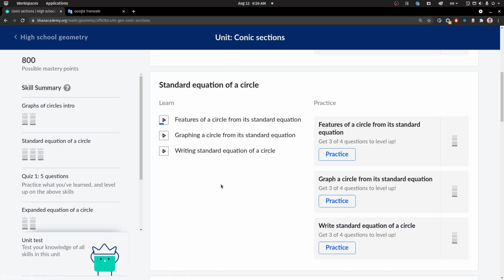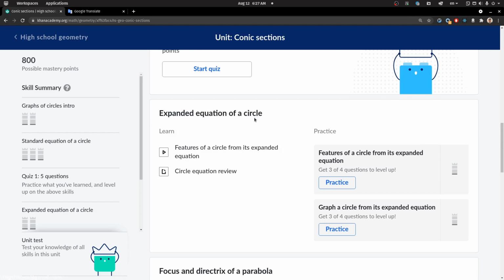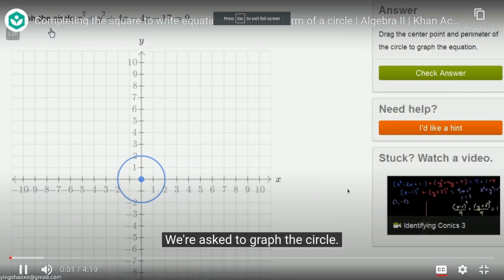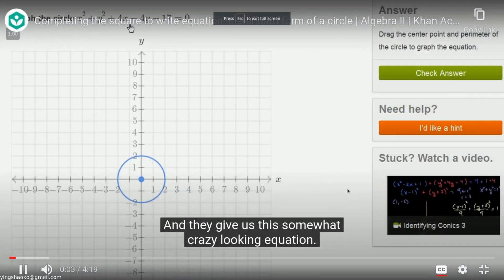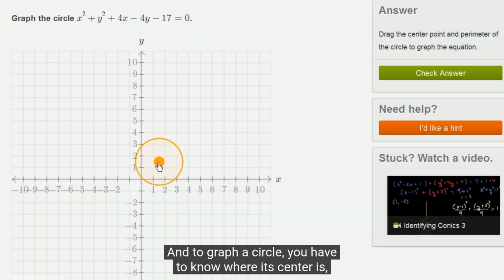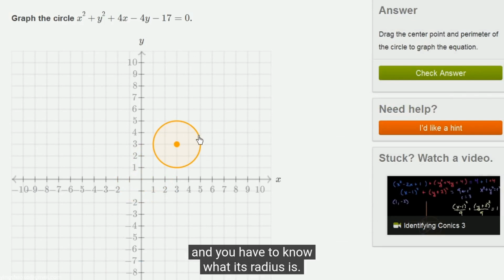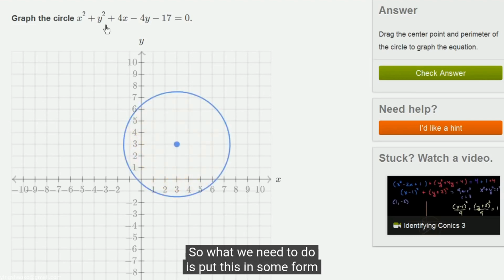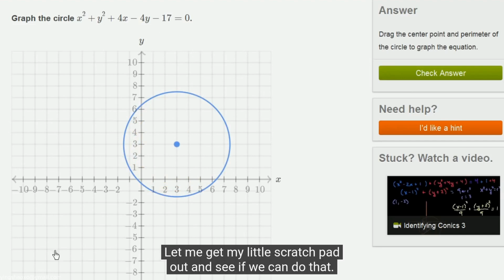Expand the equation of a circle. We're asked to graph the circle, and they give us this somewhat crazy looking equation, and then we could graph it right over here. And to graph a circle, you have to know where its center is, and you have to know what its radius is. So what we need to do is put this in some form where we can pick out its center and its radius. So let me get my little scratch pad out and see if we can do that.